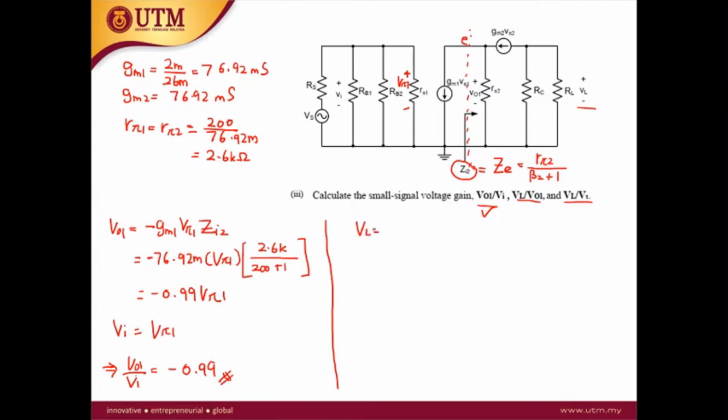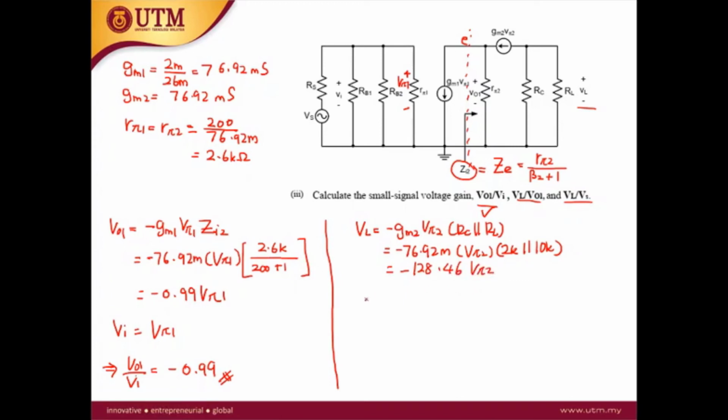VL is equal to minus GM2 V pi 2 times RC parallel with RL. So this is minus 76.92 milli V pi 2, with RC 2K and RL 10K. So this will give you minus 128.46 V pi 2.